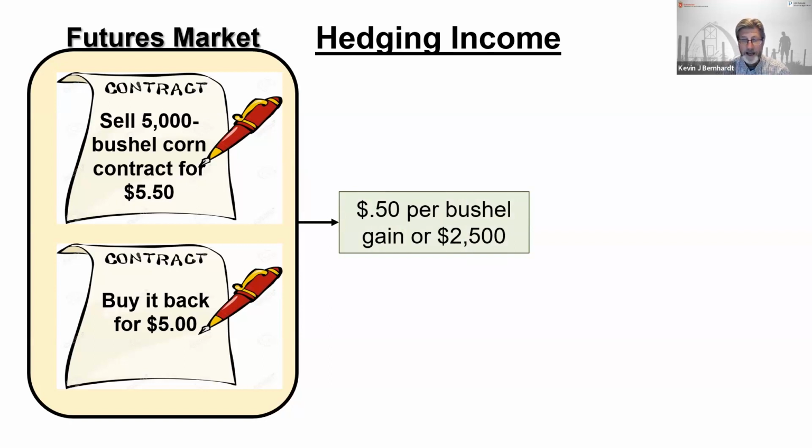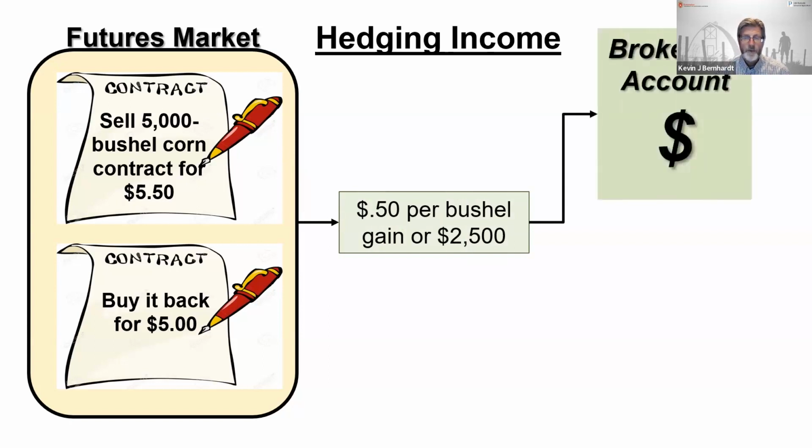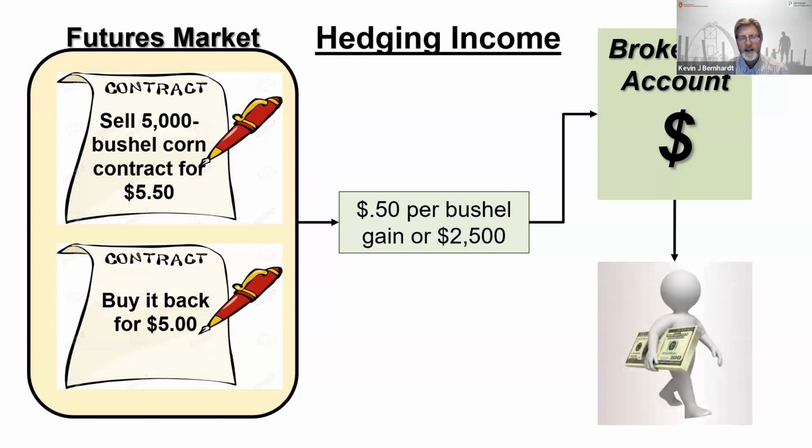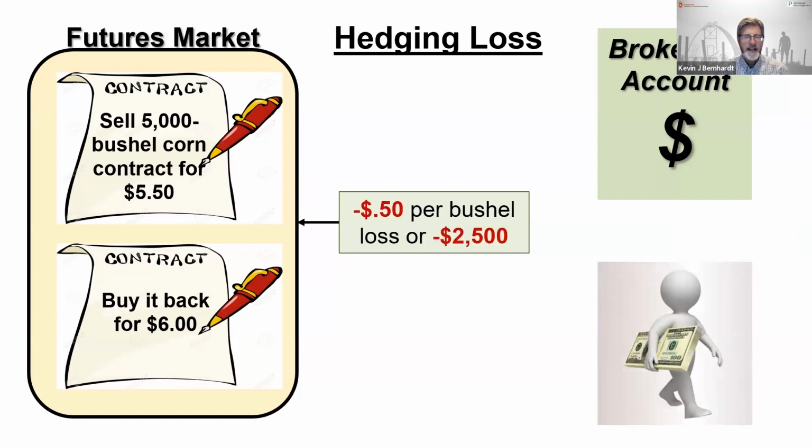So where does that $2,500 go? Well, we have to have a brokerage account whenever we have a sale or a purchase of a futures contract. And so that money, that $2,500 of income, goes into our brokerage account. We have the choice as the farmer of either leaving that there, or we can actually pull it out as a withdrawal and use that money elsewhere. By the same token, it can go the other way around.